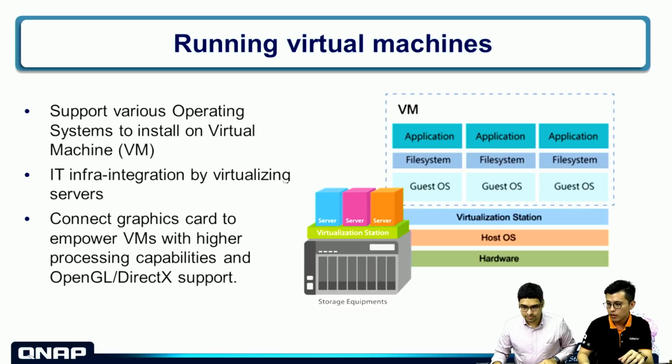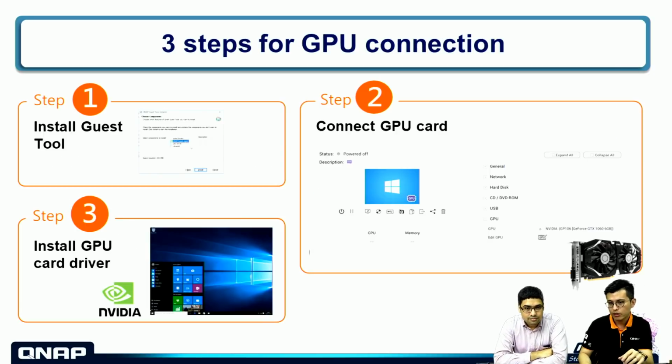Yeah. So here are just 3 steps for the GPU connection, so the customer knows how we can connect these GPU cards. The first one is to install the guest tool. This guest tool has to be installed in the guest OS. We use it to retrieve some information about the guest OS. It also includes a VNC server, because if we're going to use the discrete card, we have to install a standalone VNC server inside there for the remote connection.